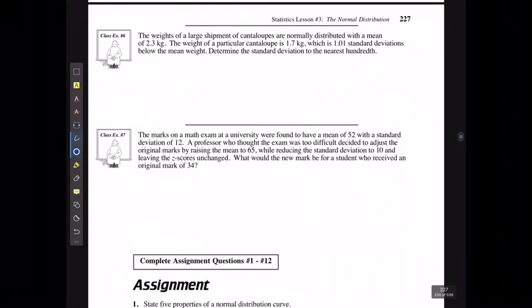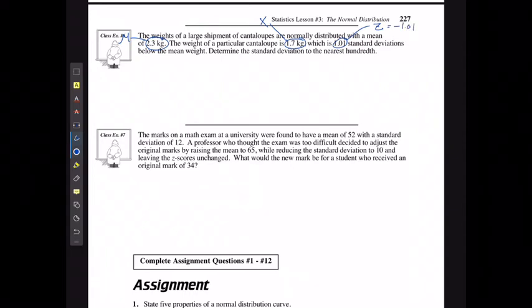The weights of a large shipment of cantaloupes are normally distributed with a mean of 2.3 kilograms. There's my mu. The weight of a particular cantaloupe is 1.7 kilograms. There's my x, which is 1.01 standard deviations below the mean weight, which means my z-score is going to be negative 1.01 because it's below the mean weight.